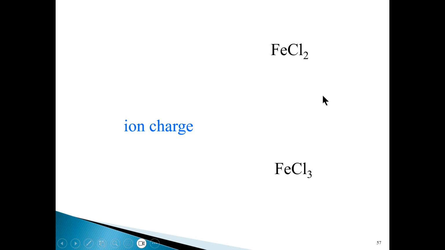Now, obviously, they're different compounds because, again, their compositions are different. And the difference really lies in the fact that there are different charges carried by the ions in each case. In terms of the ionic charges, in the case of the first compound, the charge on the iron ion is +2, whereas in the case of the second compound, the charge on the iron ion is +3. So, therefore, these are two different compounds.